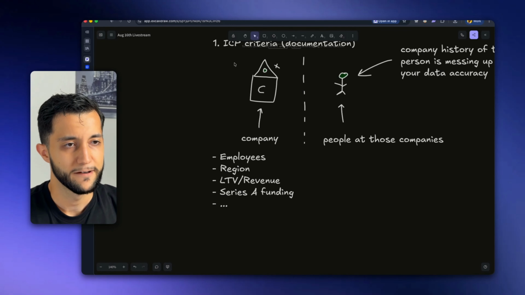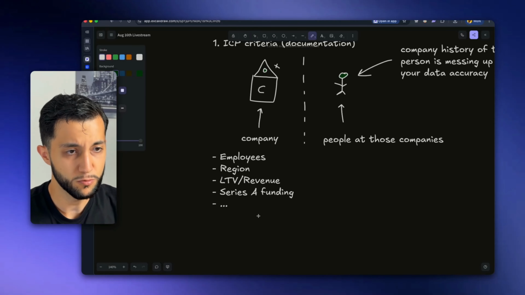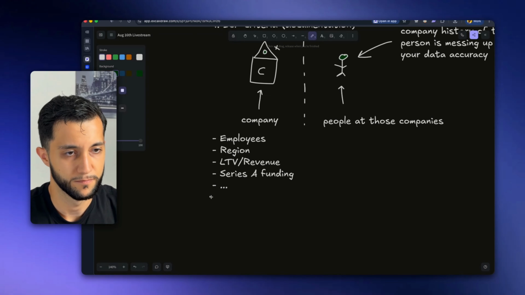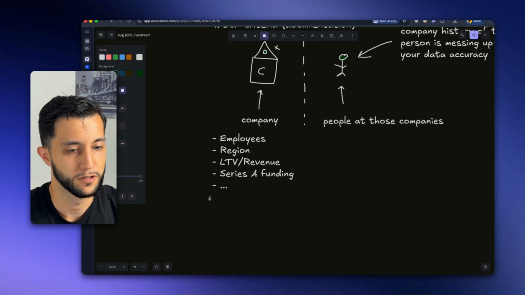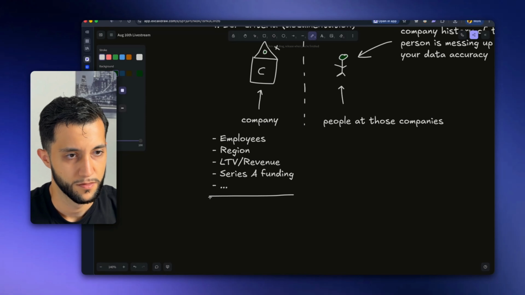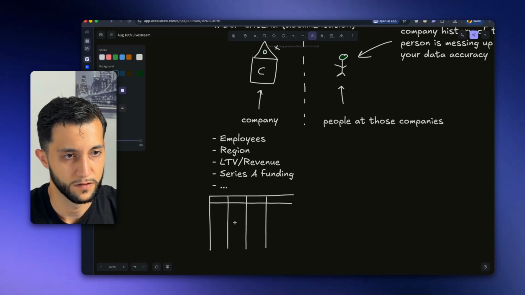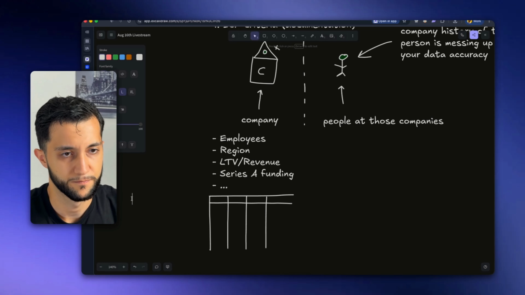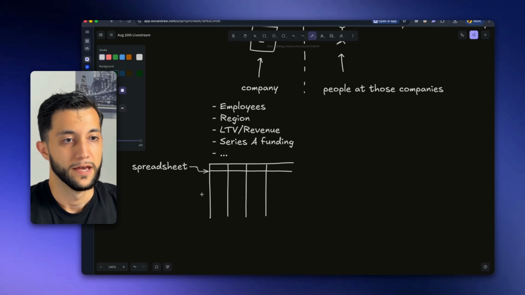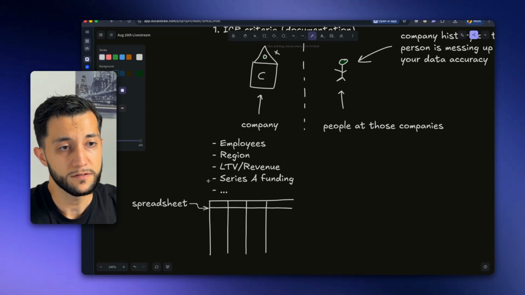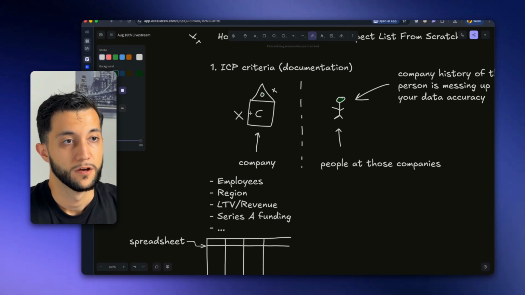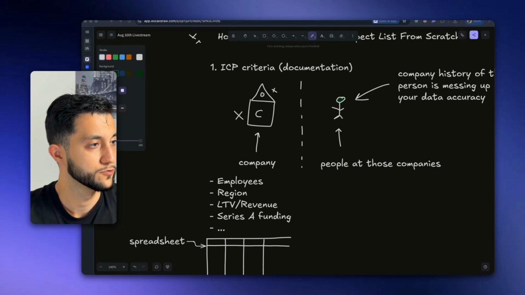And as soon as you have those companies, you will then have. Let me do something real quick. Let me draw. Good idea. Boom. This is your spreadsheet. Look at this amazing spreadsheet, right? And this spreadsheet will only contain companies.